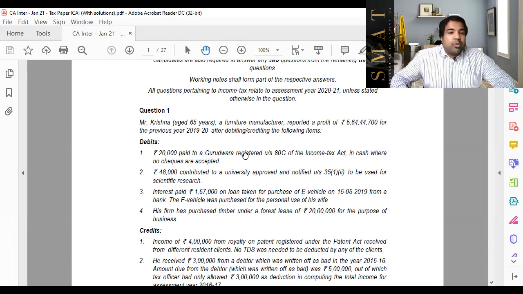So 20,000 paid to Guruvara under 80G. 80G we're not discussing right now because that is under deduction. But guys, 20,000 is paid in cash, and by now you should know cash payments are not allowed. Next one.